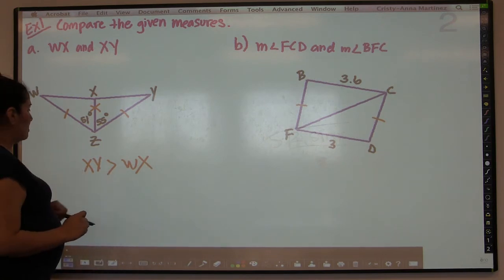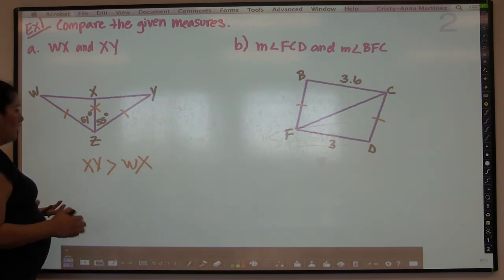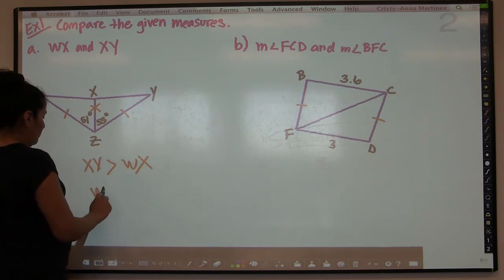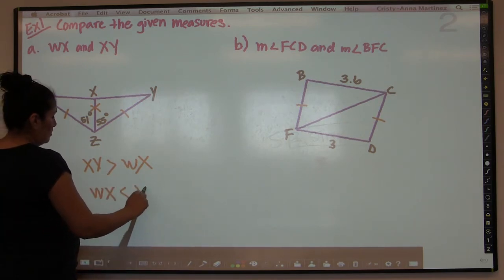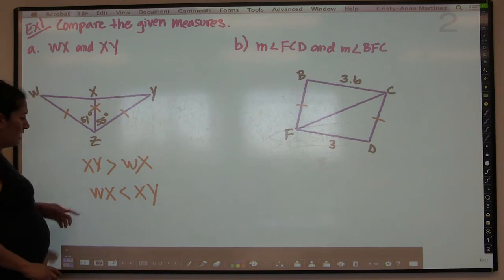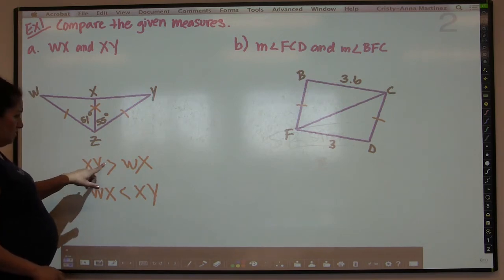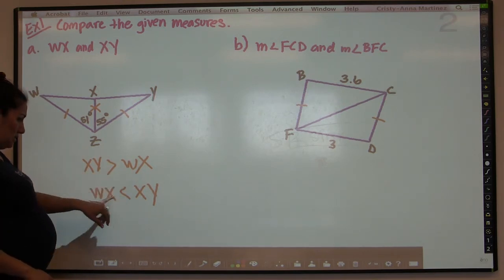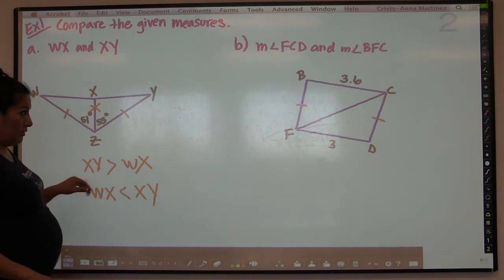So that's basically what we can say about the measures. You could also say, for example, that WX is less than XY. That's the same statement. When I say XY is bigger than WX, it means that WX is smaller than XY. Either way that you say that is okay.